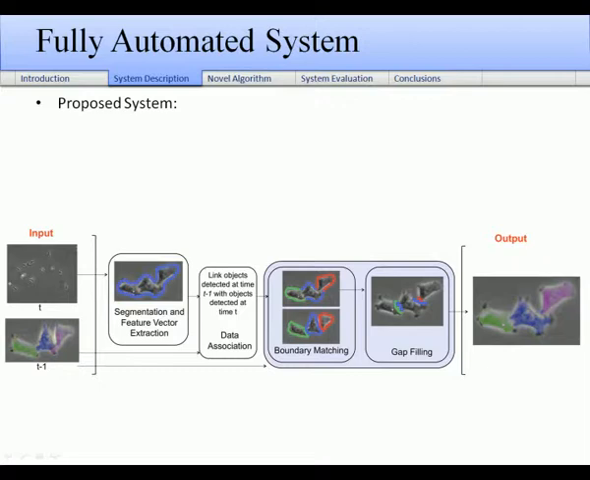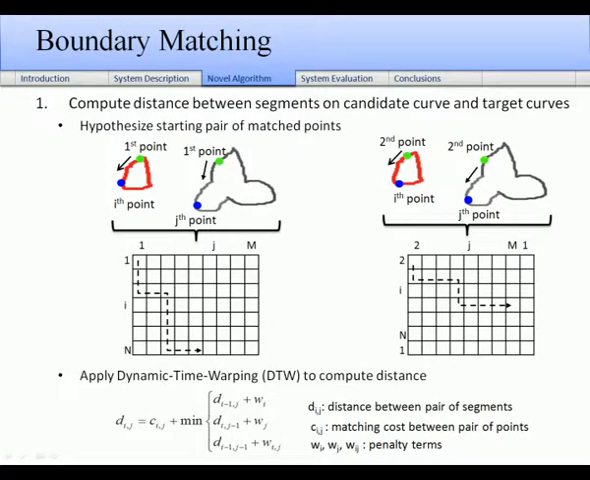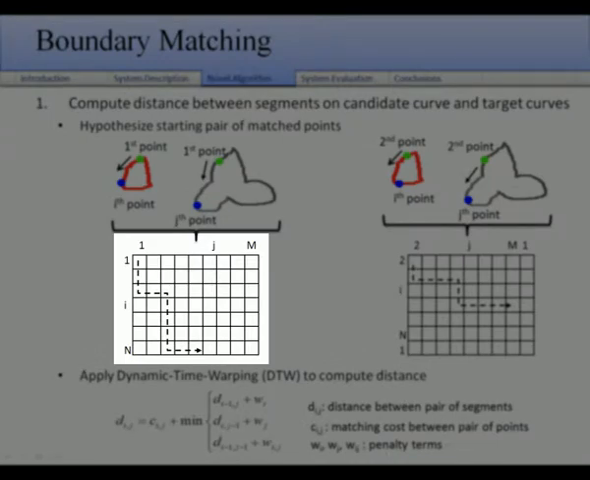In the next 2 slides, I will describe the novel algorithm in our system used for the boundary matching module. This module solves the many-to-one elastic partial curve matching problem. To compute the similarity between a fragment of a candidate curve and a target curve, we use dynamic time warping. This algorithm finds the optimal mapping of pixels on the merged boundary to pixels on the candidate cell boundary, and is commonly visualized as searching for a shortest path on a DTW table.